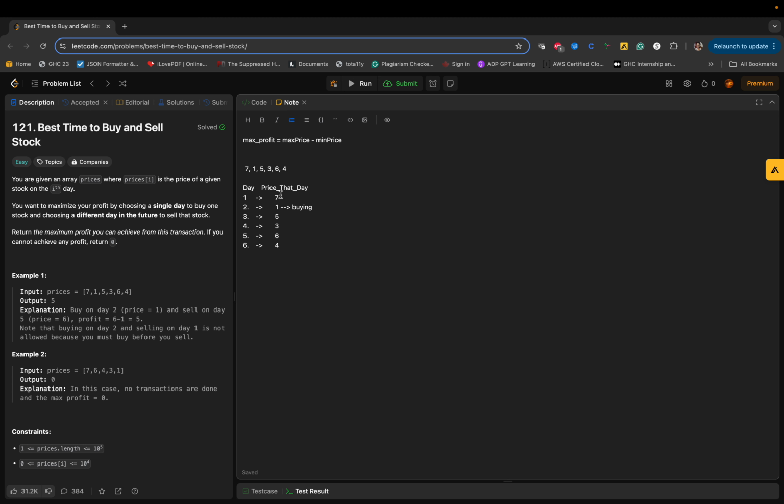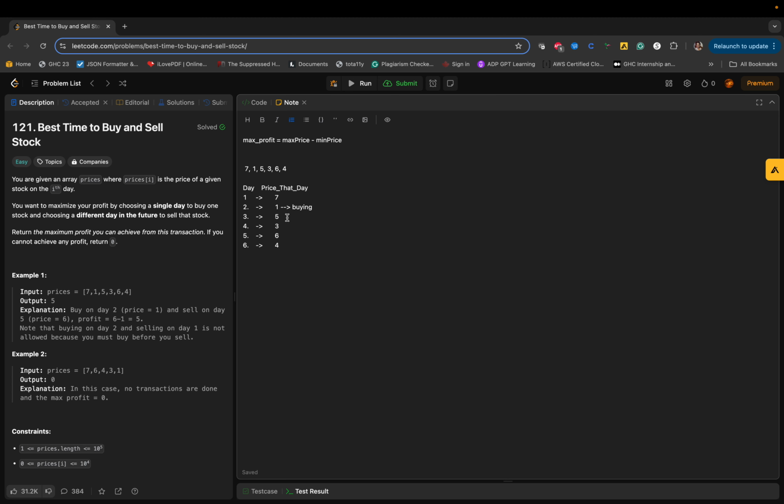You cannot go back, since 7 is the maximum price that is in the list. You cannot go back to that 7 and sell it on that day because you cannot go before that day. If you are buying it on the second day, you need to choose either the 3rd, 4th, 5th or 6th day to sell the stock. You cannot go back to the first day and sell the stock. So next you need to find a stock price that will yield the maximum profit.